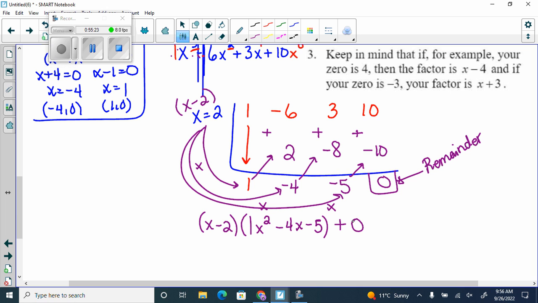If I can actually factor this, I would go further, which I can do. I can factor that, so I would get x minus 2. That stays. And this would factor to x minus 5, x plus 1. And that would actually be the factored form.